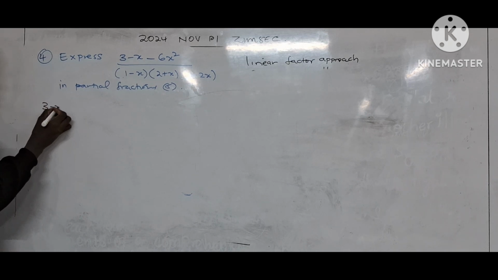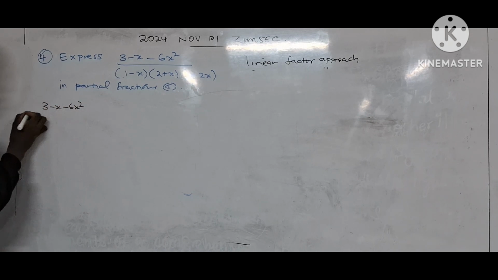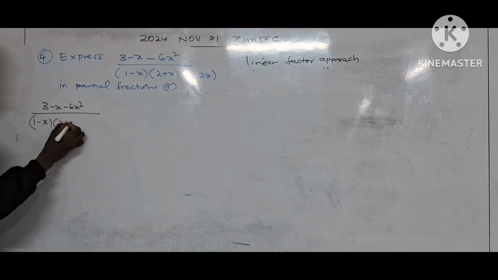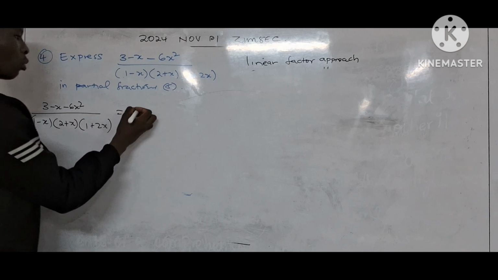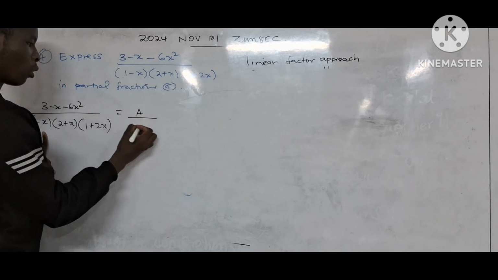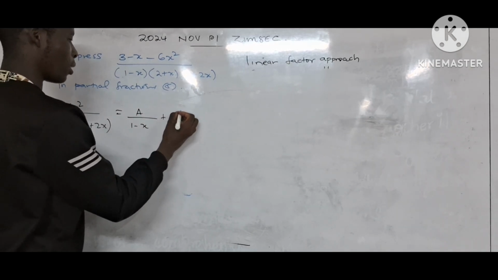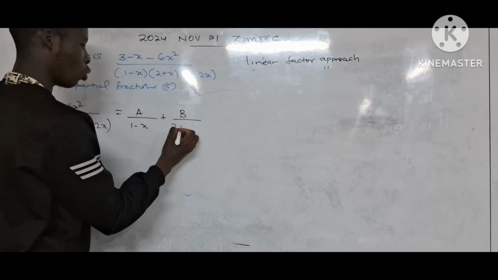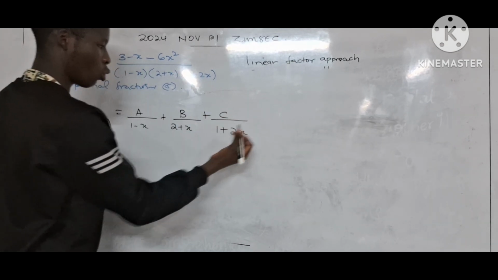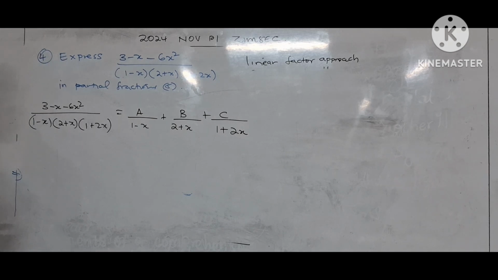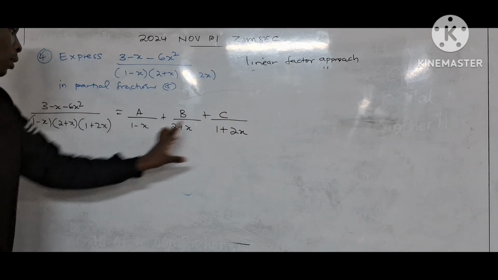So 3 minus x minus 6x squared divided by 1 minus x into 2 plus x into 1 plus 2x is equal to a divided by 1 minus x plus b divided by 2 plus x plus c divided by 1 plus 2x. The LCM, you multiply all the terms by the LCM.